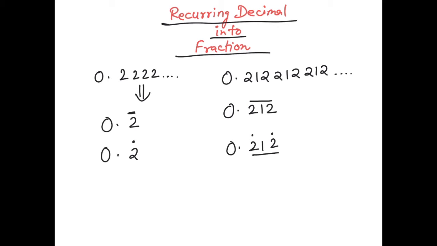Let's do one more example. 4.45, 45, 45. So now you can represent it as 4.45 with a bar, or 4.45 with the dots. So this is the representation of recurring decimals.